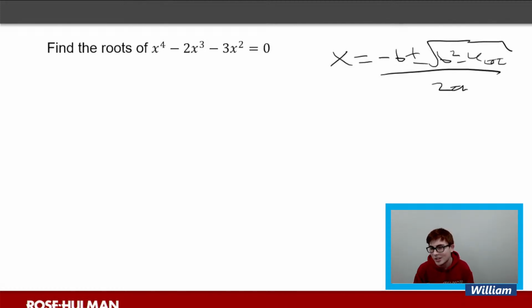The first thing we're going to do here is, this is not in quadratic form, so we got to get it in quadratic form, right?